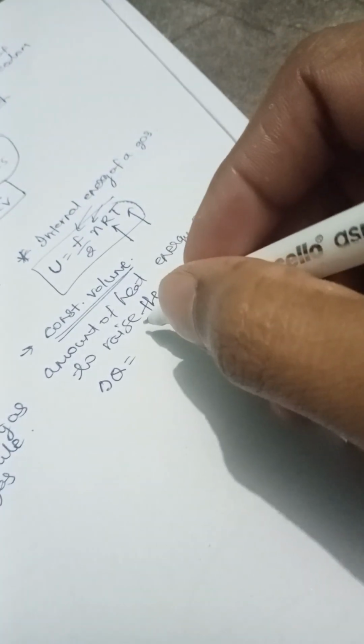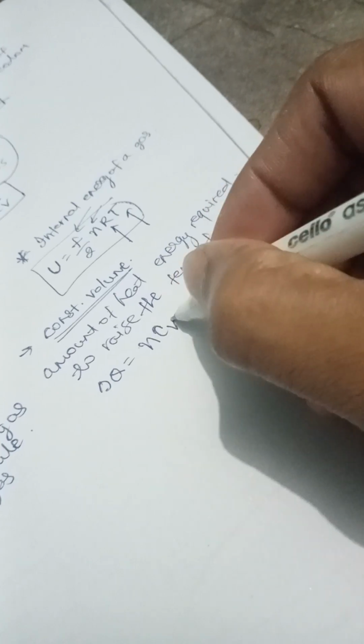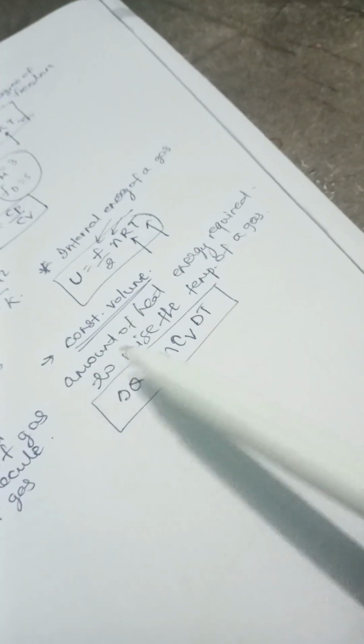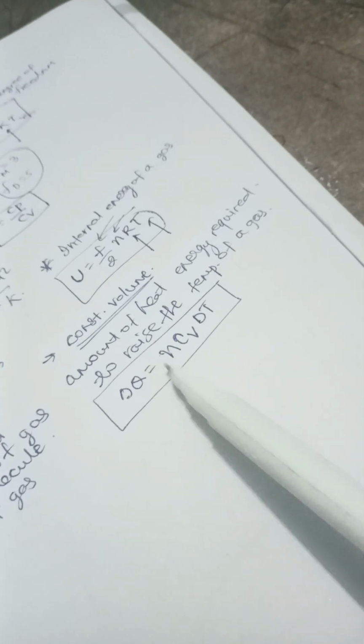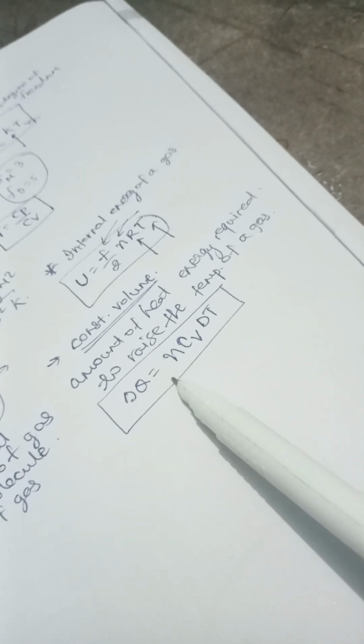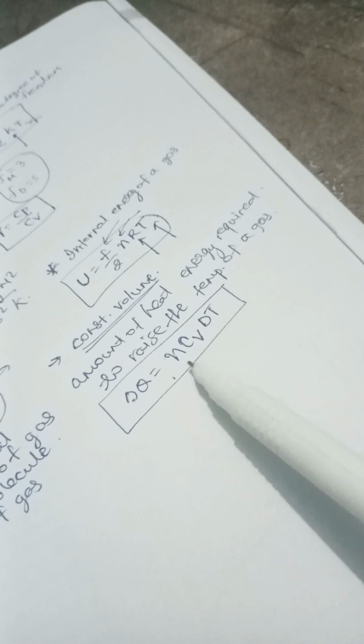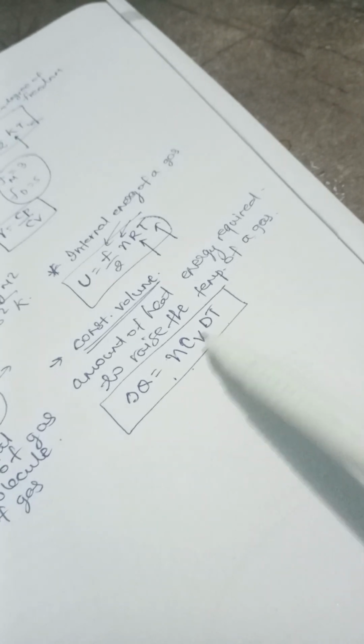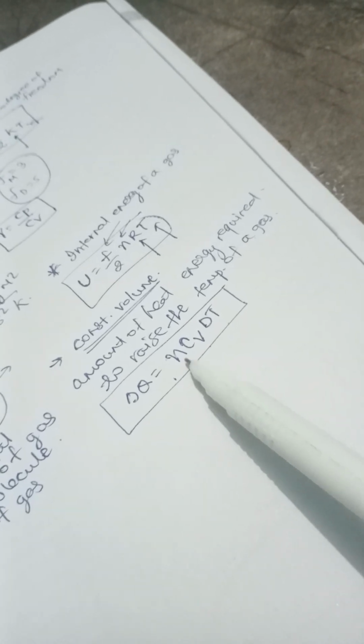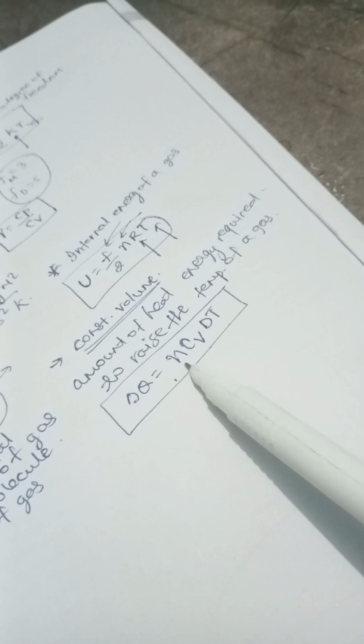that heat energy delta Q, can be given as n Cv delta T. Very important formula. So at constant volume, the amount of heat energy required to raise the temperature of a substance will be given as n Cv delta T. What is n? n is the number of moles of gas.